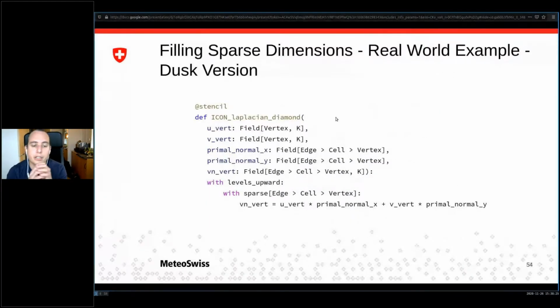So here is what the same code would look like in Dusk. We have the VN word, which is our sparse dimension, and we use the with sparse concept to fill that sparse dimension with contents given by other sparse dimensions, these primal normals, which are on the edges of a diamond, and dense fields U and V, which are just located on vertices.